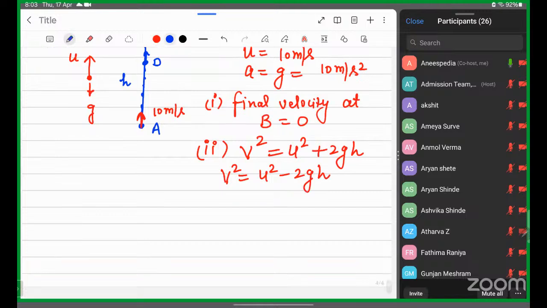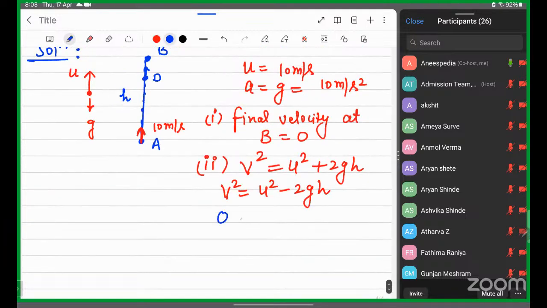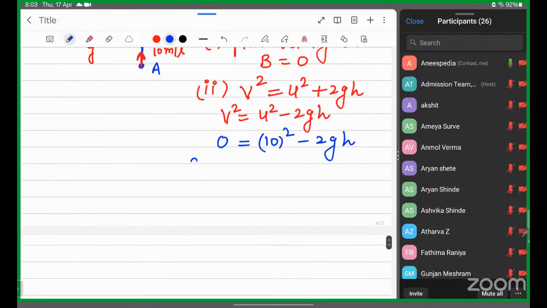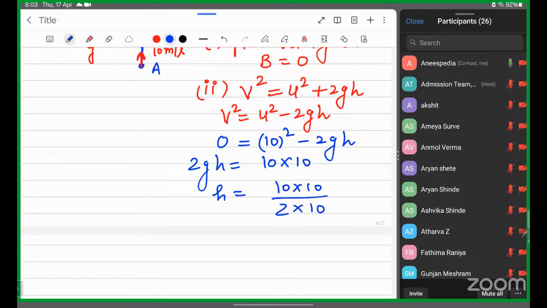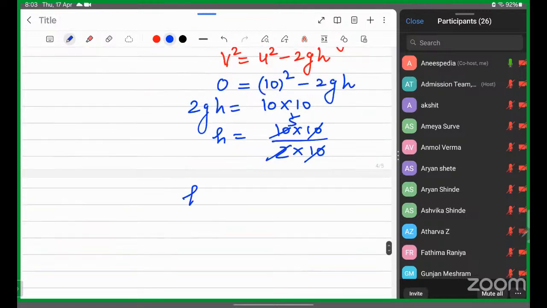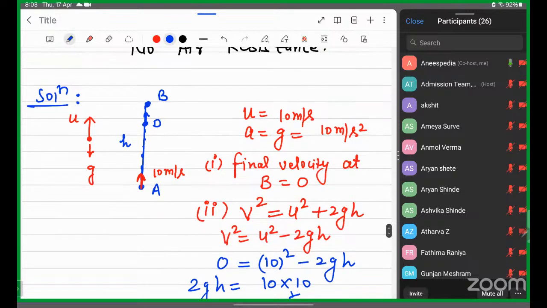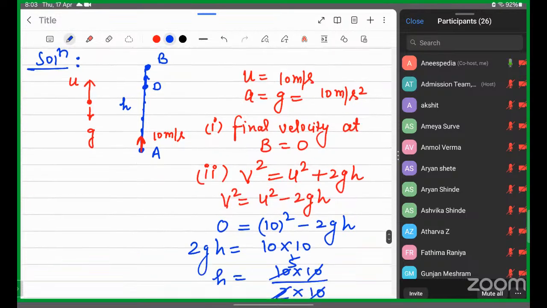Now if you put in the data, final velocity is 0, initial velocity is 10, so 0 equals 10 square minus 2gh. So 2gh will be 10 into 10, and height will be 10 into 10 by 2 into g. The value of g is 10. This factor will cancel out, this will be 5. So the maximum height attained by the ball will be 5 meter, if all the parameters are in SI units, that is meter per second and meter per second square.